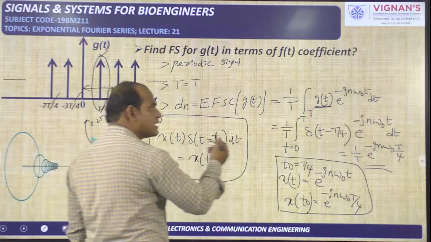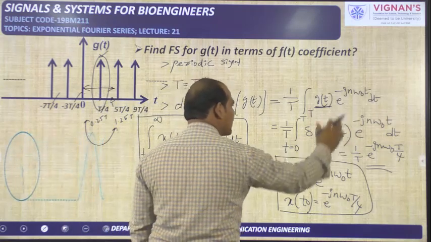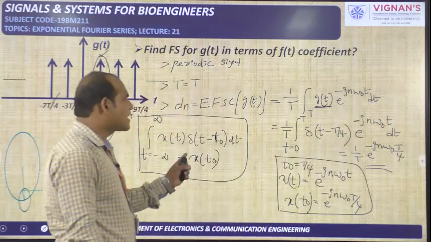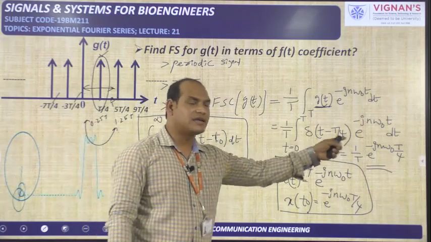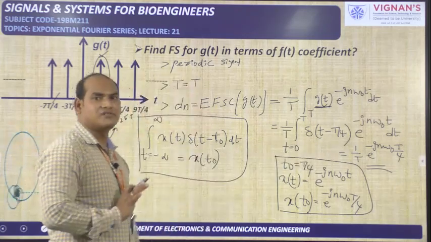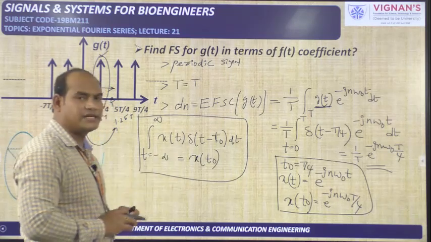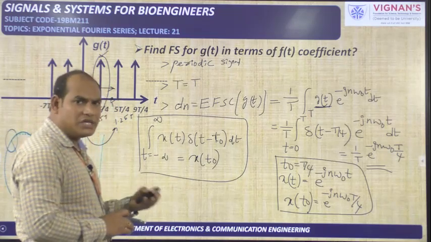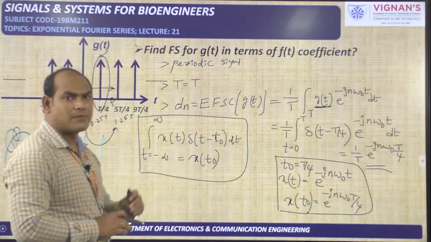Here x of t is there. So what is x of t in this equation? E power minus jn omega naught into t. This formula has been applied for this integral, and this 1 by T as it is we have taken. So that is the coefficient for g of t. For this signal, what is the coefficient? 1 by T into e power minus jn omega naught into capital T by 4.